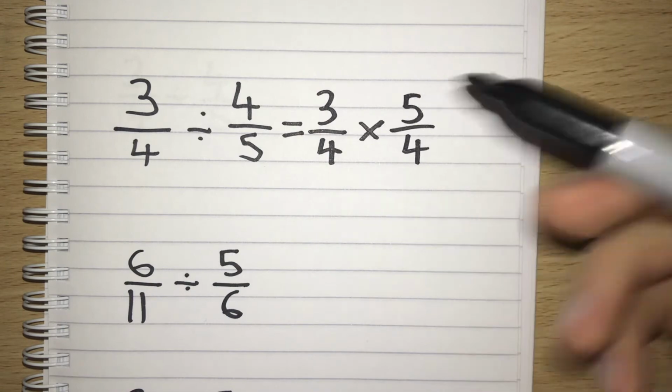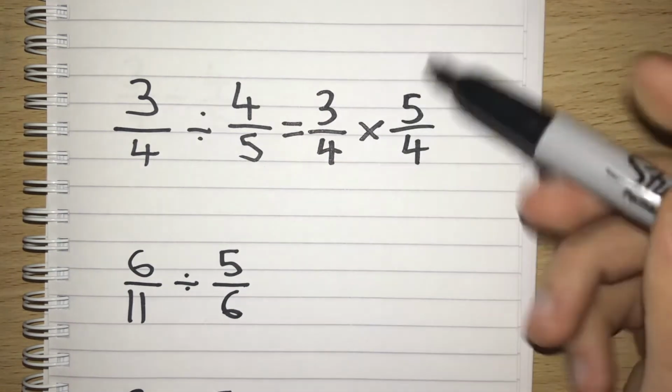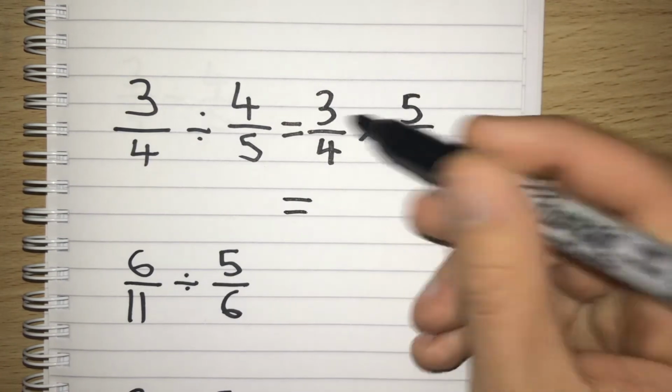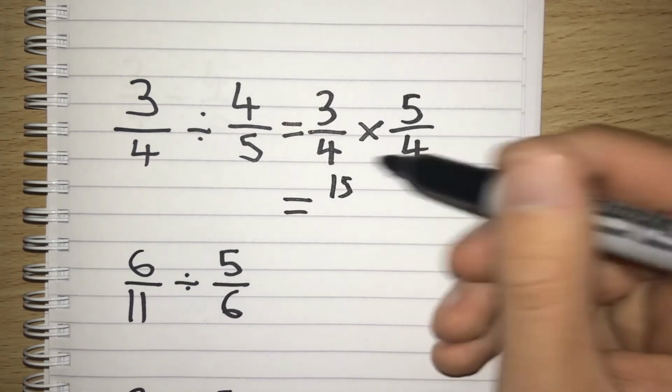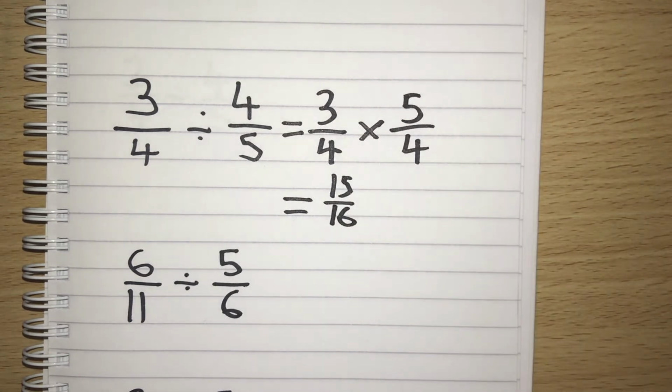And now we've got a multiplying fractions question where we just need to multiply our two numerators together, multiply our two denominators together. Well, 3 times 5 gives us 15, 4 times 4 gives us 16. We get an answer of 15/16.